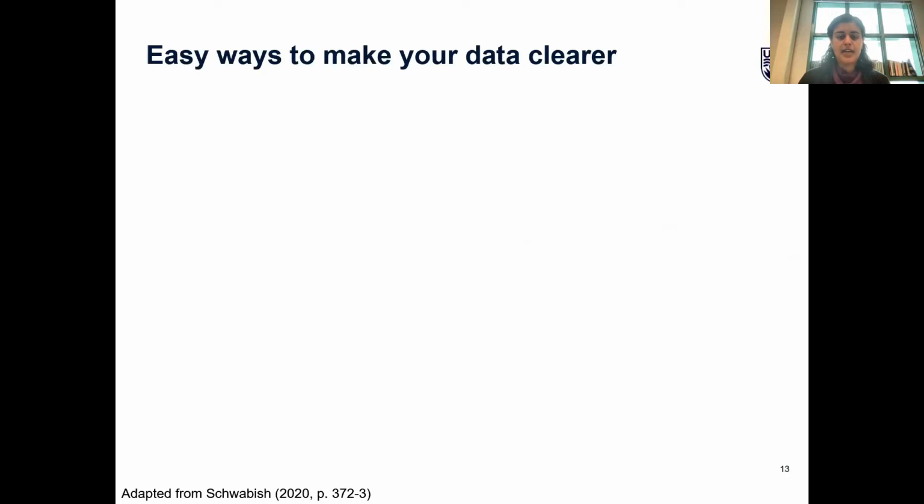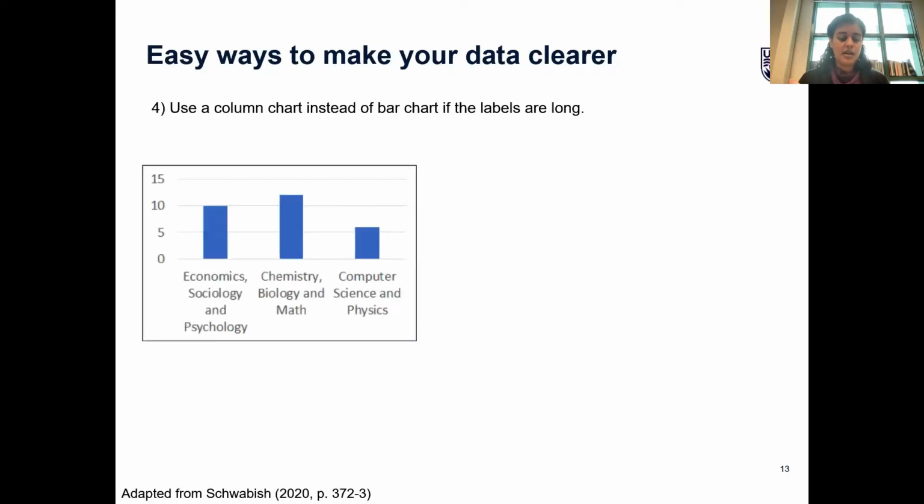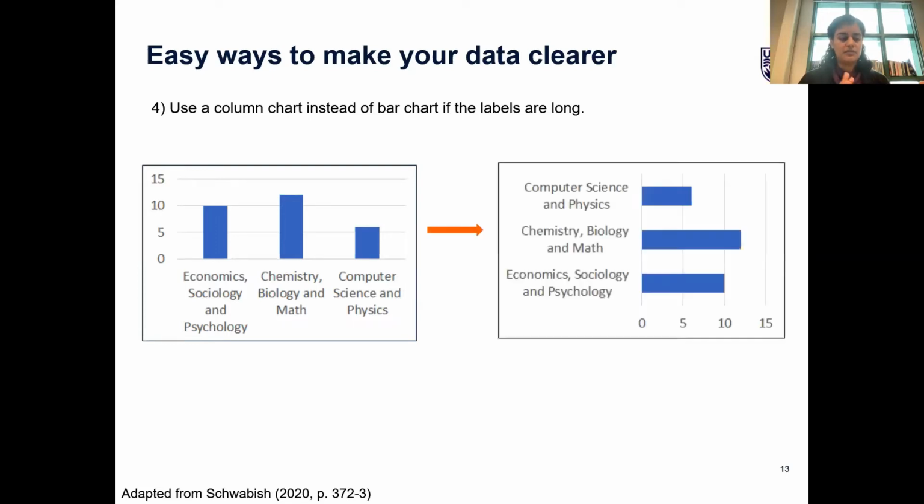And then our final kind of tip or trick for bar and column charts is considering what might happen when you have really long axis labels. So we would encourage you to consider using a column chart instead of a bar chart if the labels are long. So instead of using the columns, we would encourage you to rotate the graph so that the labels run along the y-axis and so that the numerical scales are on the x-axis.